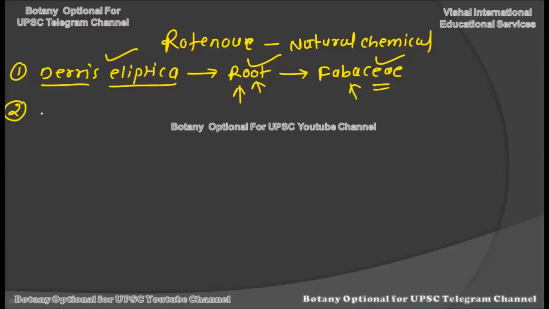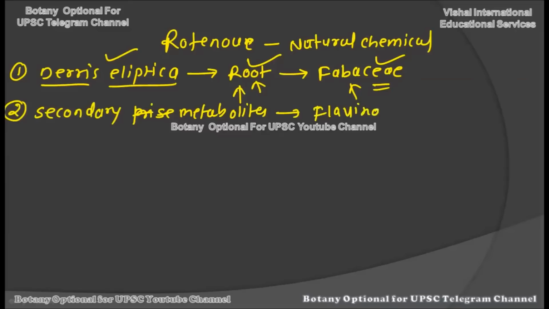Now, just like the other phytochemicals we have seen, this is also a secondary metabolite. It's not a primary metabolite; it's a secondary metabolite. This particular secondary metabolite is of the class called flavonoids. Carefully remember the name. It is called flavonoids, and rotenone belongs to the flavonoid class of secondary metabolites. Under the subclass of flavonoids, it particularly belongs to the isoflavonoids. Carefully remember and write it down: rotenone is a secondary metabolite, it belongs to the flavonoids, and particularly it is an isoflavonoid.